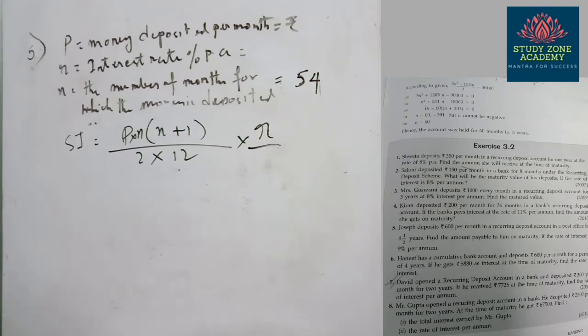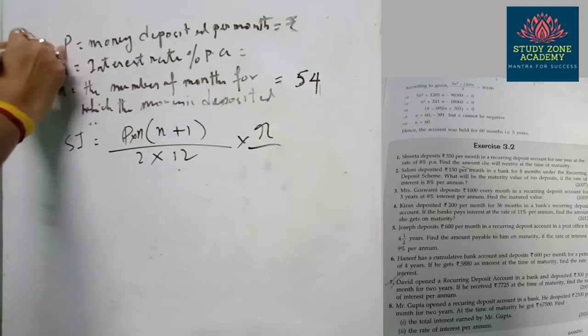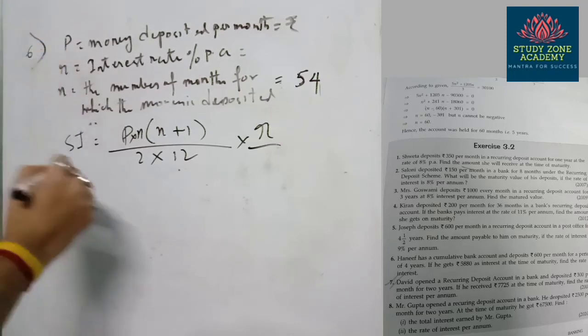Let us move on to sum number 6. Let me explain this sum. Hanif has a cumulative bank account and deposits rupees 600 per month for a period of 4 years. Now this is interesting, if he gets 5880 as interest at the time of maturity, find the rate of interest. Now this is a bit different. This is sum number 6.